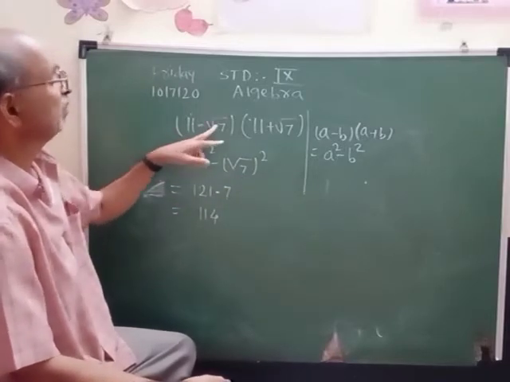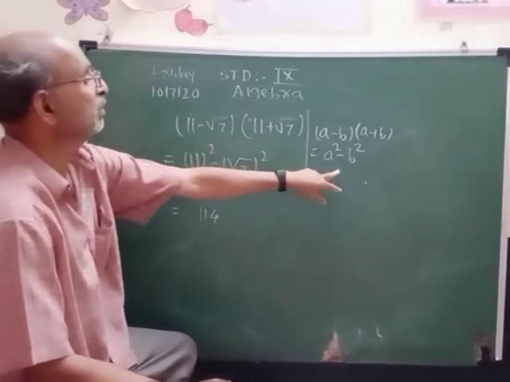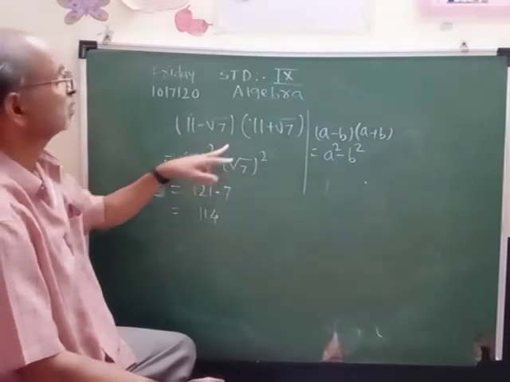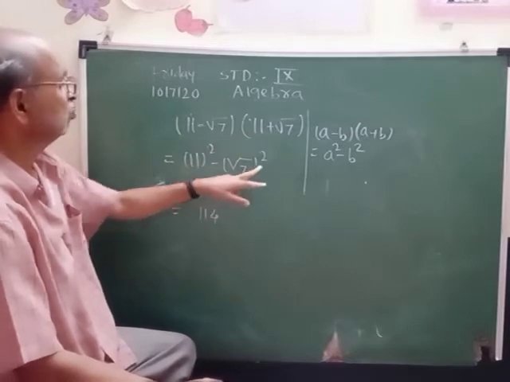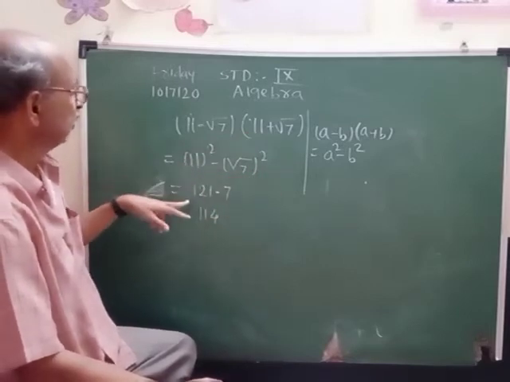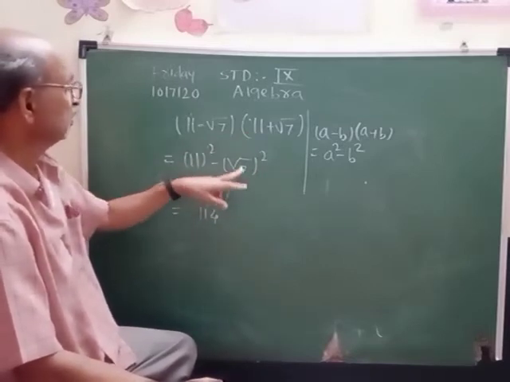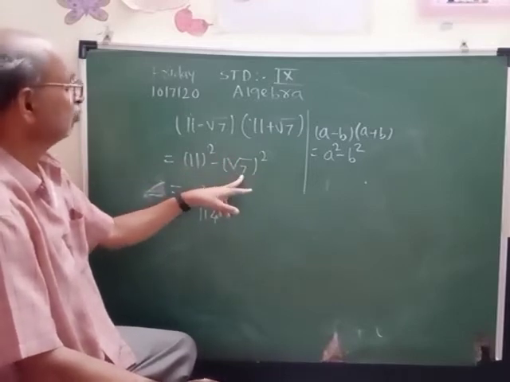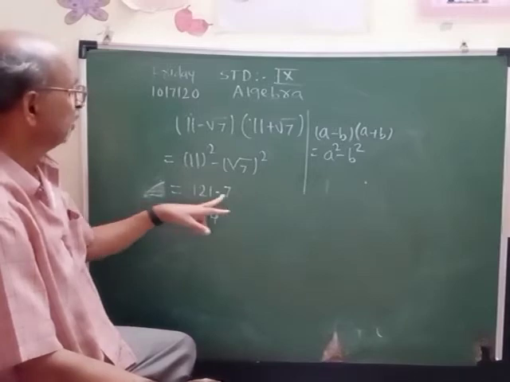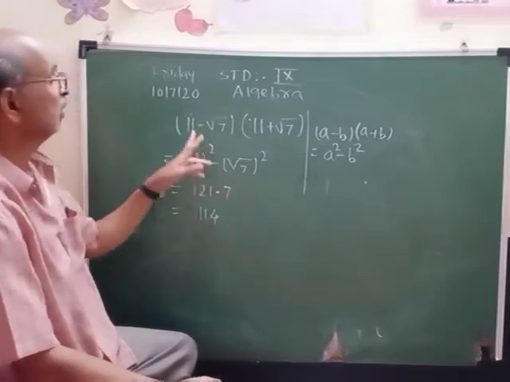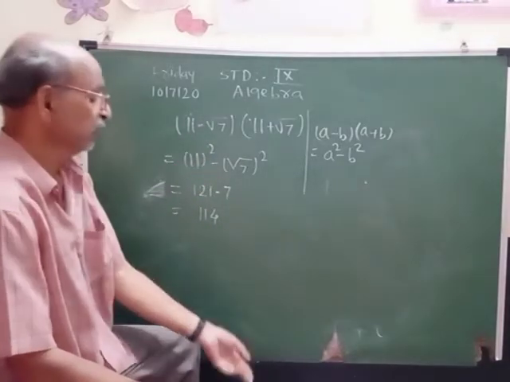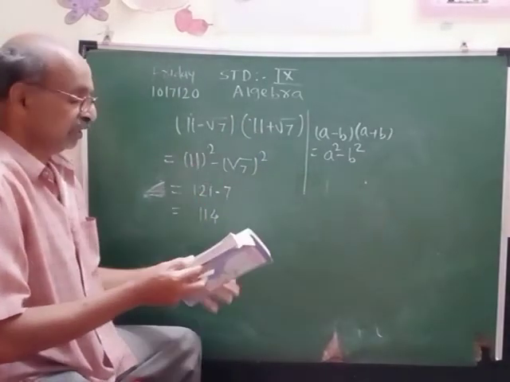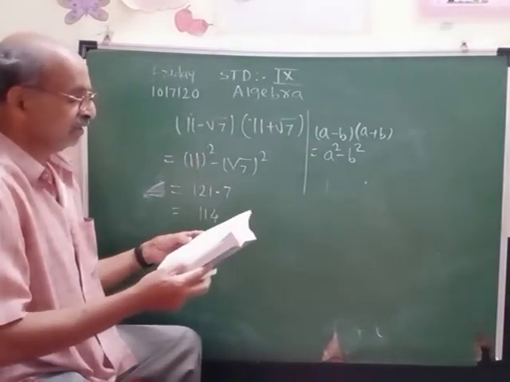A minus b, a plus b, the answer is a square minus b square. Square of the first term, that is 11 square, minus square of the last term, that is root 7 square. So 11 square is 121 minus root 7 square. Now the square of the root term is that number itself only, so that is 7. And 121 minus 7 is 114. So in this way, we can solve the different examples based on rational and irrational numbers.